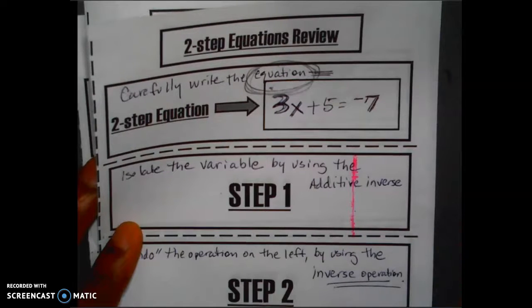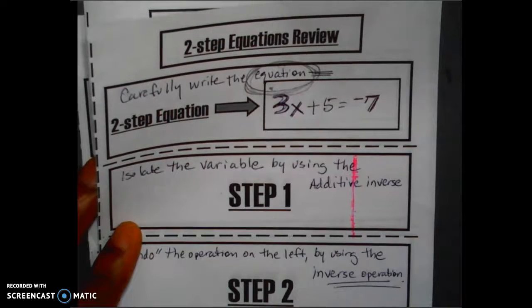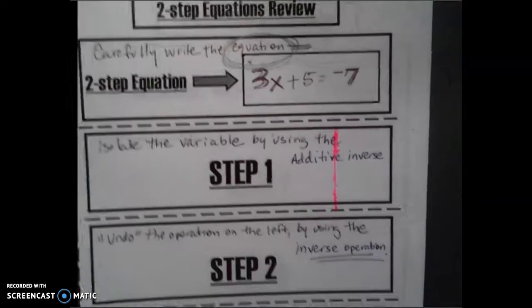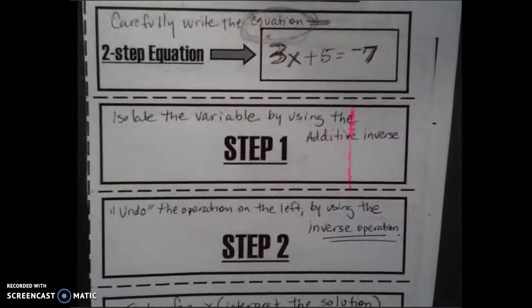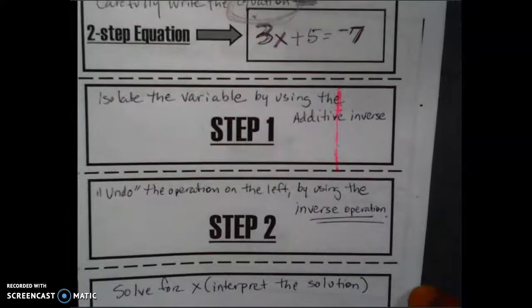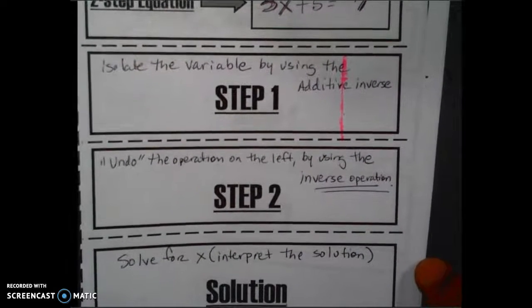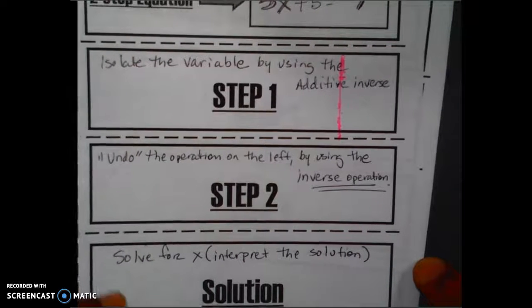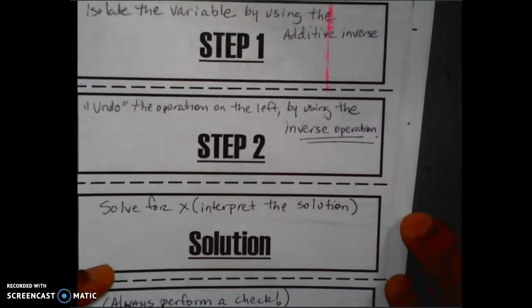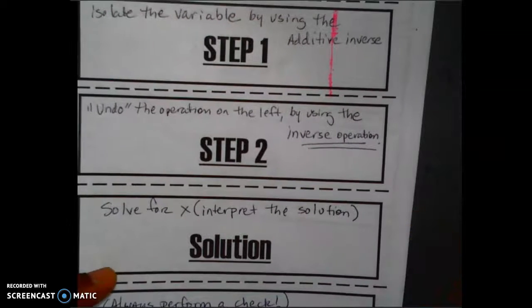Now, after you've done that, step number 1 is going to be for you to isolate the variable using the additive inverse. The next is going to be for you to undo the operation on the left by using the inverse operation. Once you get to your solution, of course, that means that you are solving for x and that you are interpreting your solution. And then lastly, it's going to be for you to do your check, making sure that you're always performing a check.